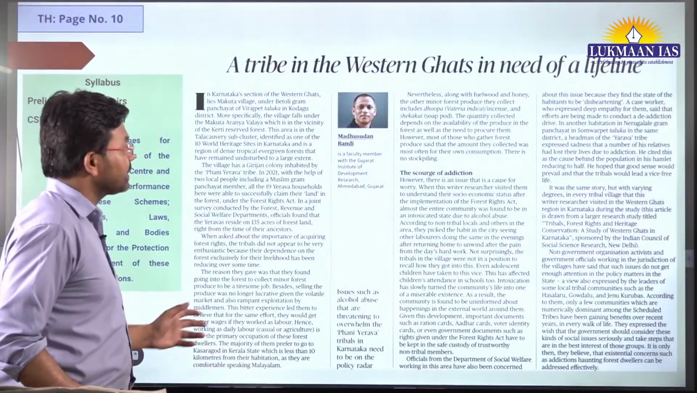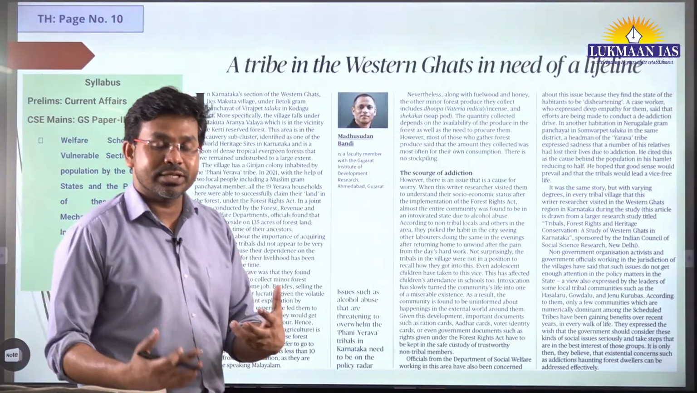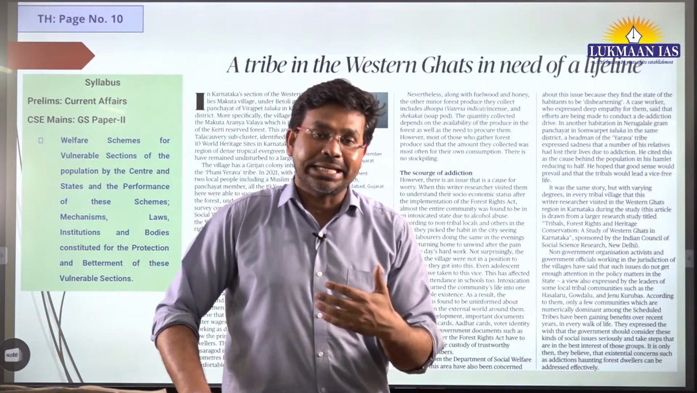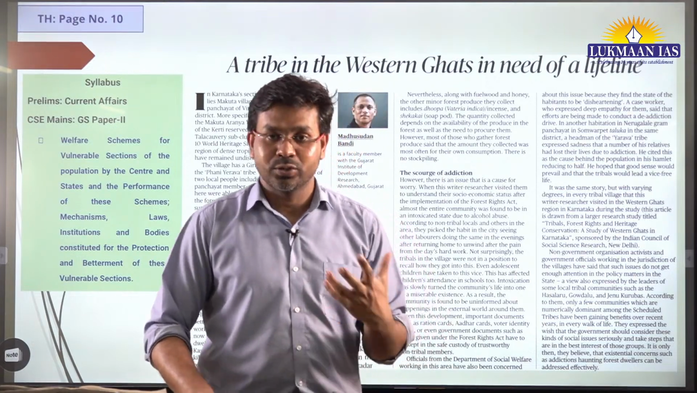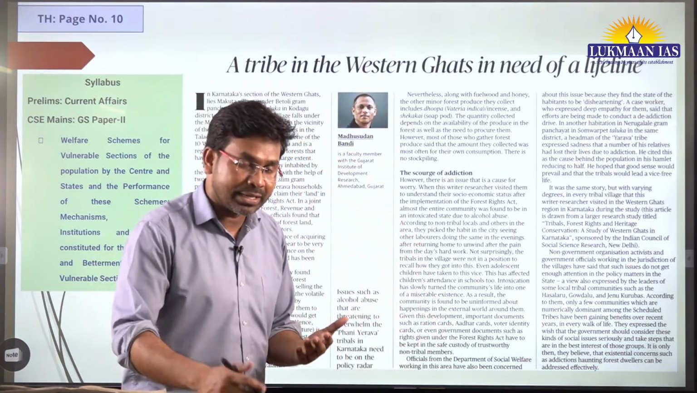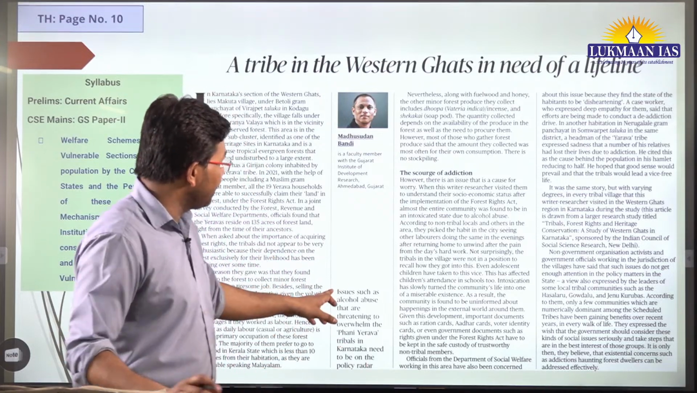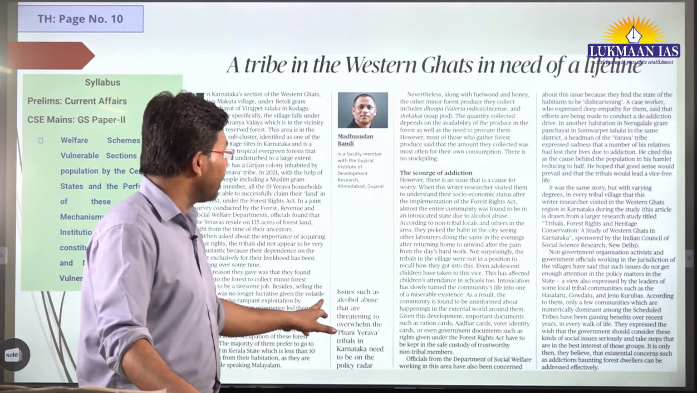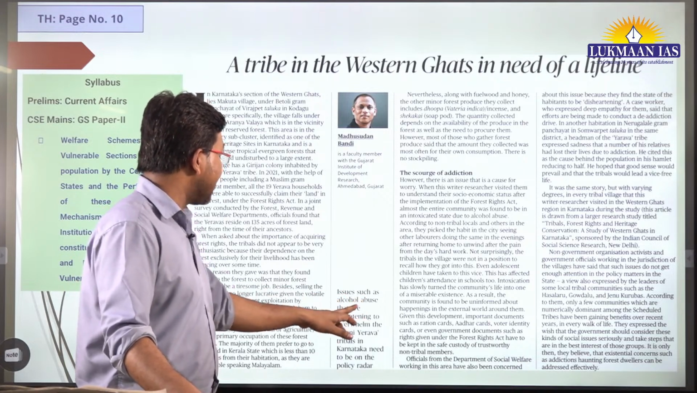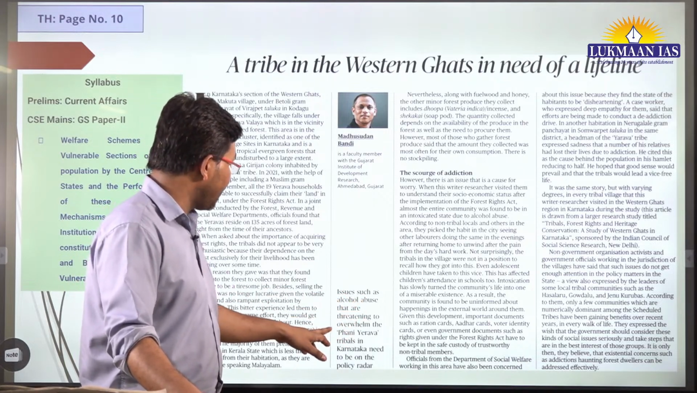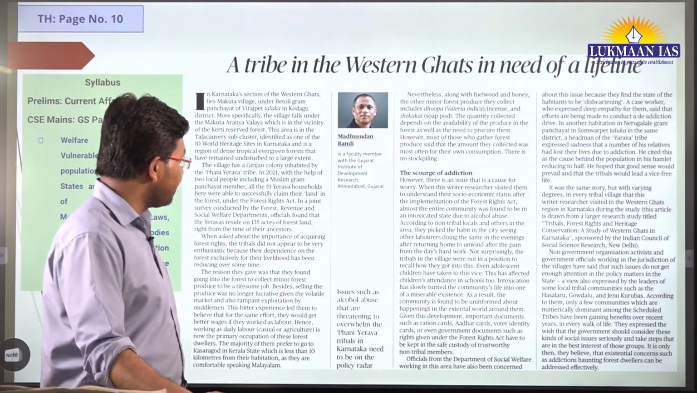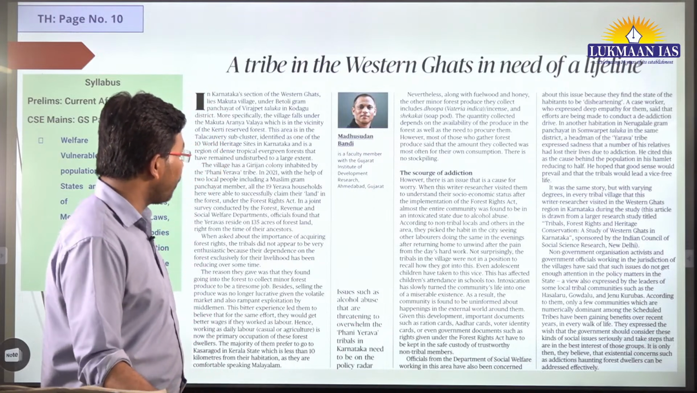So here the author says that these people need genuine support, genuine help from the state government and from the central government, so that they can meet their livelihood demands, so that they can be de-addicted from alcohol. So here it says issues such as alcohol abuse that are threatening to overwhelm the Fani Yerava tribals in Karnataka need to be on the policy radar.